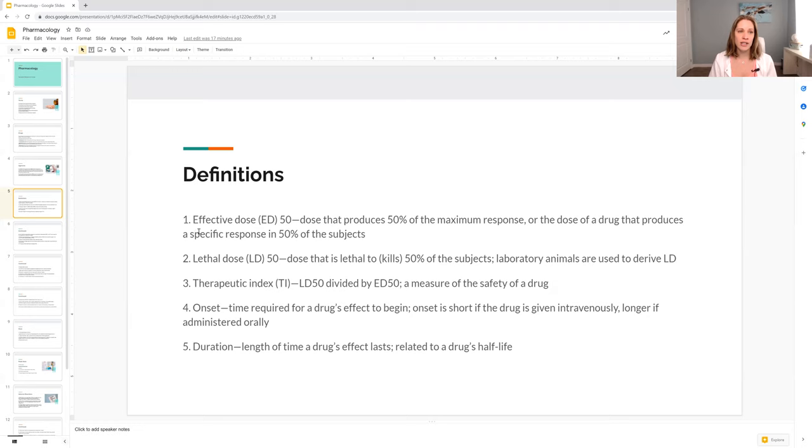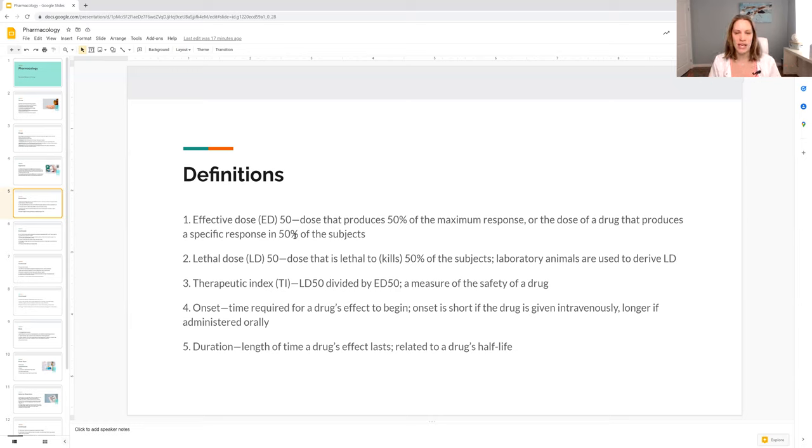Definitions. I'm going to go through these a little bit with you guys, just to give you an idea. The effective dose is the dose that produces 50% of the maximum response, or the dose of the drug that produces a specific response in 50% of its subjects. You might be reading that and going, oh my God, I'm exhausted already.